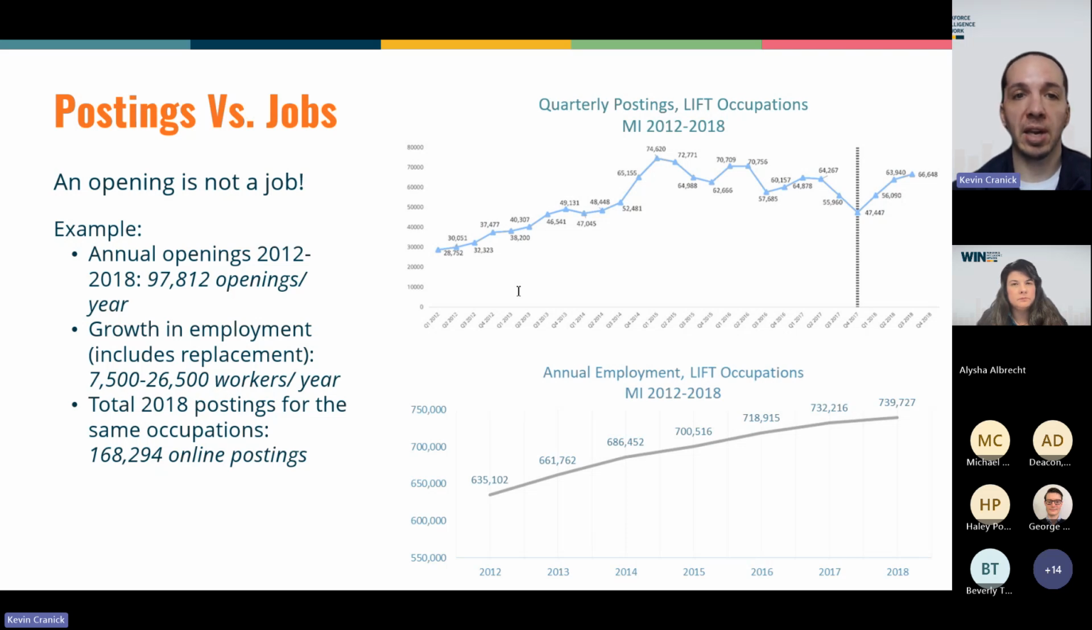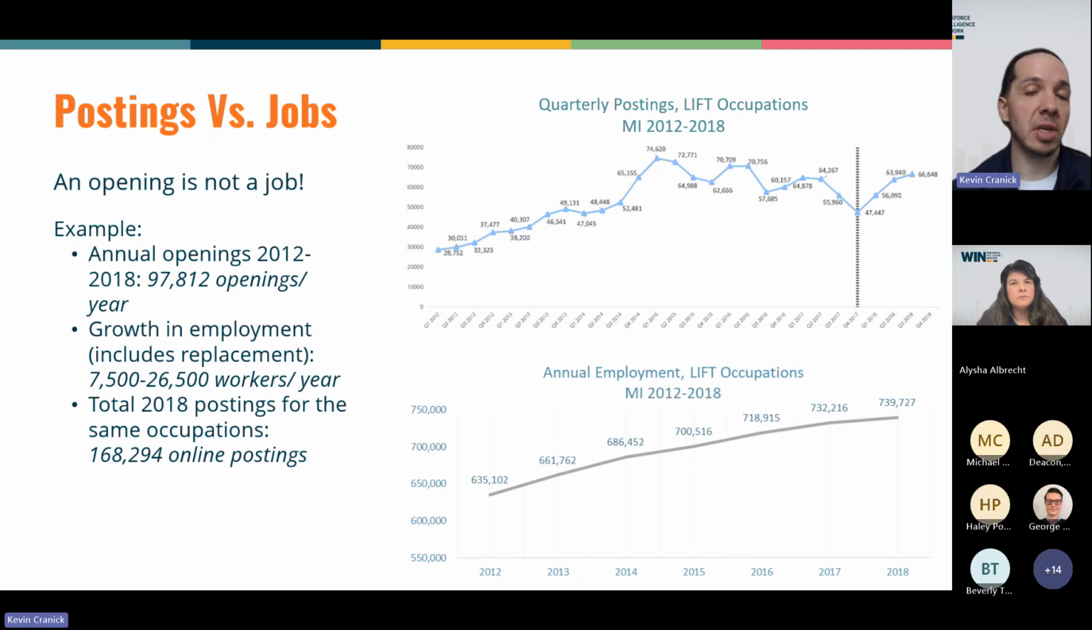Job postings are released on the internet by companies hoping to attract applicants. Of course, we spoke about that a little bit, whereas job openings are a measure of demand that takes into account the actual growth and estimated replacement needs. So that's a little bit more context as to why and how we differentiate between postings and openings, and why we also have the title of the slide, postings versus jobs, indicating an opening is not a job.